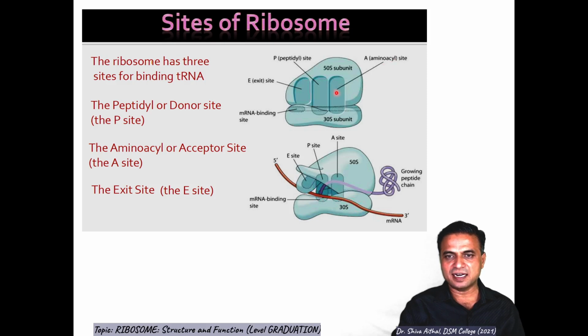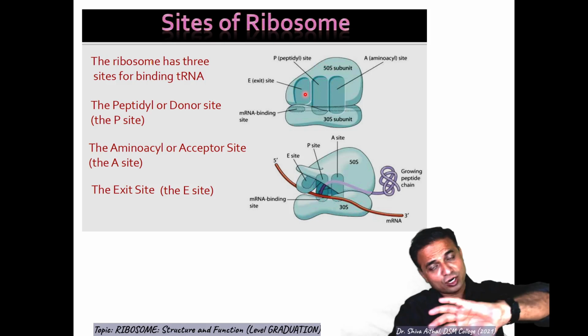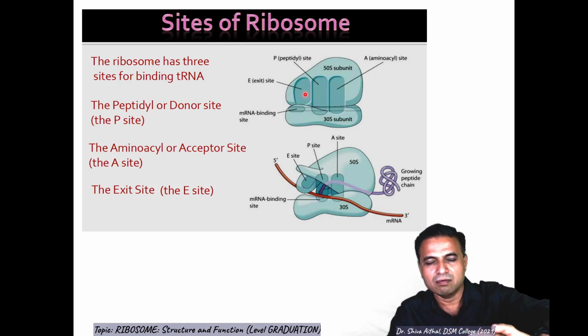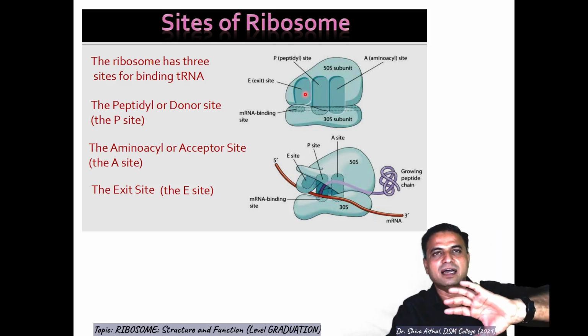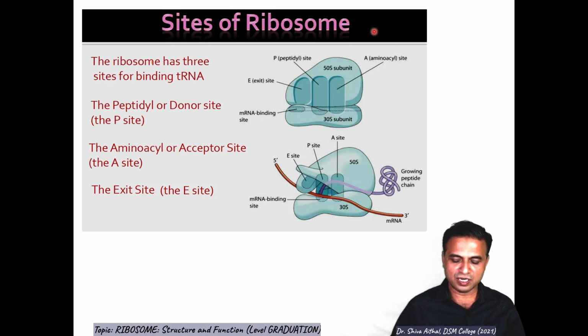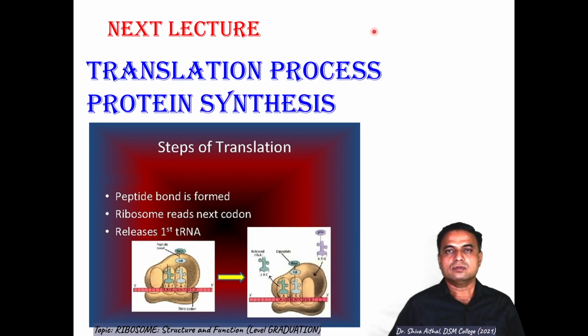If the first tRNA comes, it is the acceptor site or the amino acid binding site. The second is the P site, which forms a peptide bond between the first and the second amino acid. E is not actually a site for any stable tRNA. It is just an exit site. I will explain that in translation. So there are 3 sites for the ribosomes. Okay, so that is all about the structure and function of ribosomes.